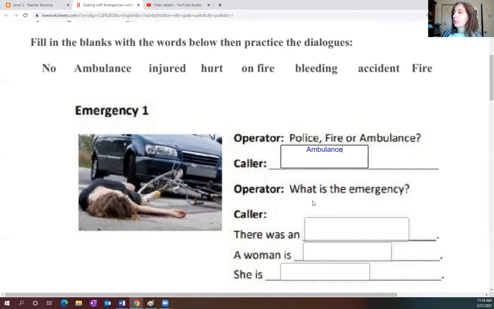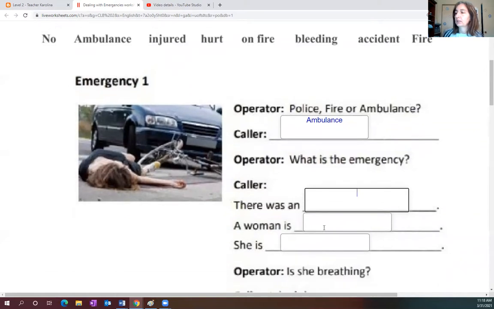Okay. What's the emergency? What do you think it was? An accident. Okay, so you copy here accident. Copy the same way. If it's a capital letter, you copy capital. If it's small, copy small. So there was an accident. A woman is hurt. You can put here a woman is hurt, or you can put here a woman is injured. I explained to everybody in Carolina's room that injured and hurt are the same. So you can put hurt, you can put injured, it doesn't matter.